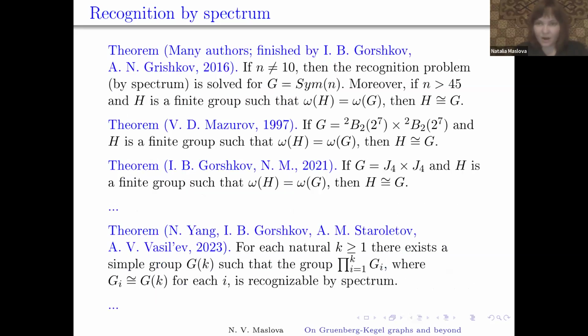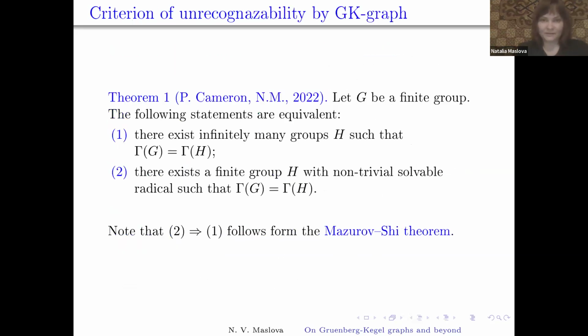And there are almost simple groups which are recognizable by spectrum, almost simple but not simple. There are examples of groups with trivial soluble radicals, but with non-simple socles, which are recognizable by spectrum. And a very strong result by Yan, Gorshkov, Staroletov, and Vasilyev: for each natural number k, there exists a finite simple group G depending on k such that the direct product of k copies of this group is still recognizable by spectrum. It's a very, very nice result, I think.